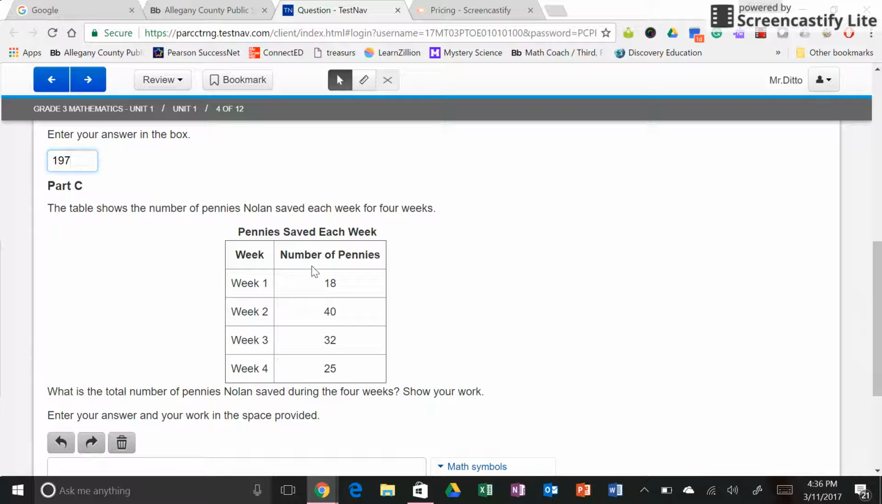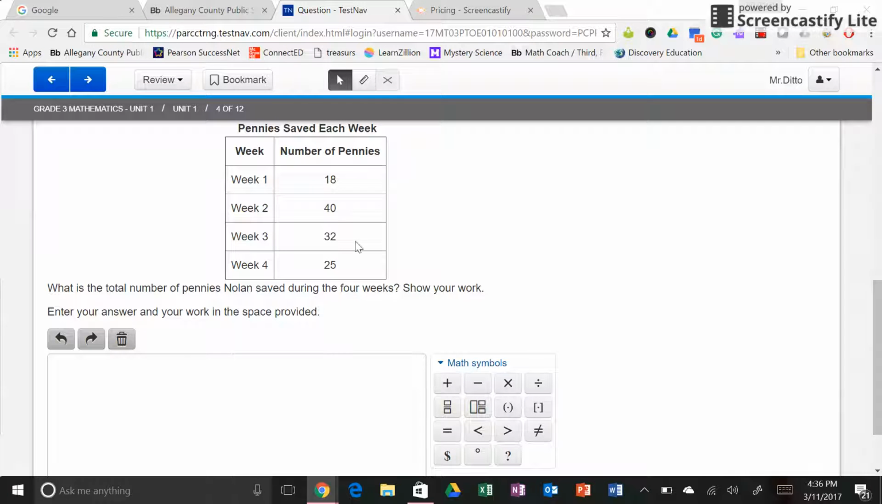So now with part C, the table shows the number of pennies Nolan saved each week for 4 weeks. What is the total number of pennies Nolan saved? Show your work. So with this one, maybe I want to do this. So let's do 18 plus 32 equals, so that's 50. And then I skip down to the next line and I'll just add 40 plus 25 equals, and then I'll get that, which is 65.